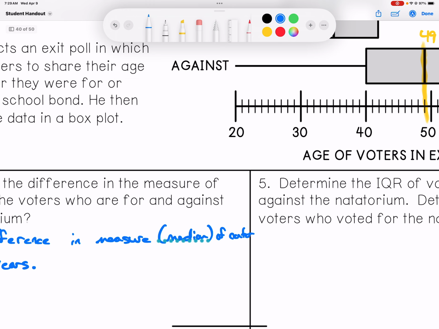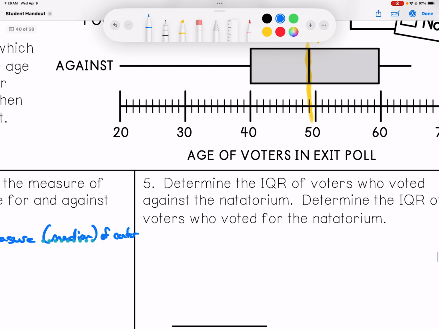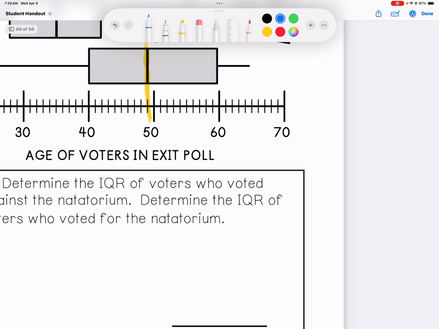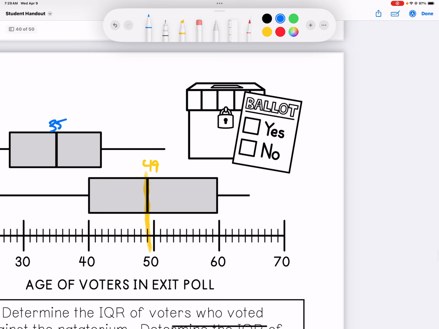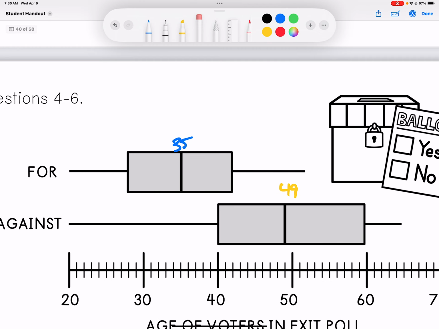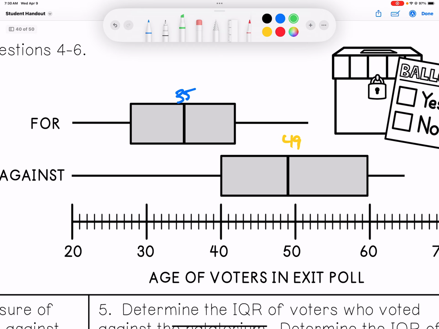Determine the IQR of voters who voted against the natatorium. Determine the IQR of voters who did not. All right, who voted against and for. All right, so to find the IQR, we have to find Q1 and Q3 and then subtract, okay? So let's find Q1 and Q3. Let's start with for up here. Who's for it? Okay. All right. Q1 was 28.